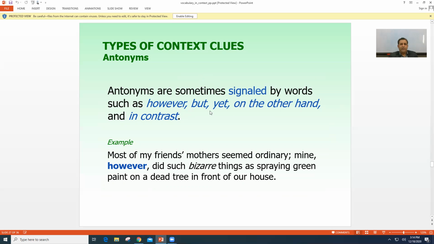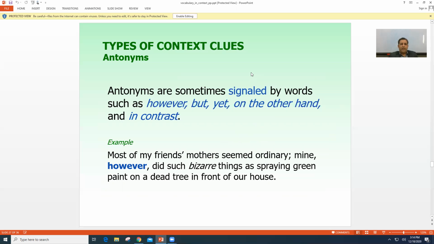Okay, so these are signal words. When you have these signal words in a sentence, you should know that you're going to have an antonym context clue. An example is given here. Most of my friends' mothers seemed ordinary. Mine, however. So when you use however, that means you're going to say something opposite to what you have said. You have said that most of my friends' mothers seem ordinary, so what you're going to say is actually not ordinary.